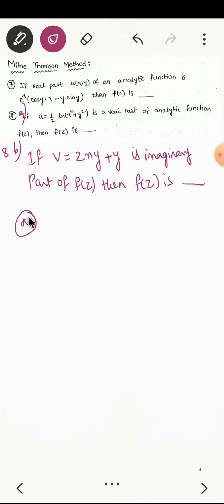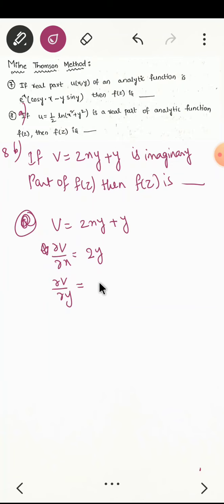then f of z is, they are asking for f of z. So come on, find out f of z. How will you find it? They have given v as 2xy plus y. Before that, first find dou v by dou x. As you know, you should find these two, because we have been given v. Dou v by dou x with respect to x is 2y. Next, dou v by dou y with respect to y is 2x plus 1.